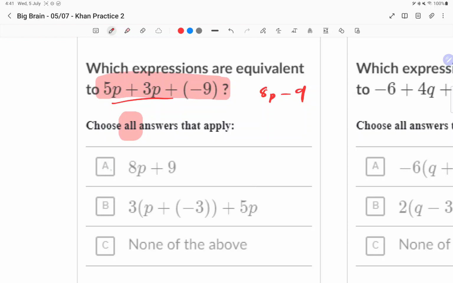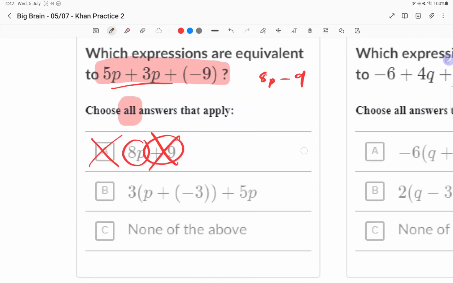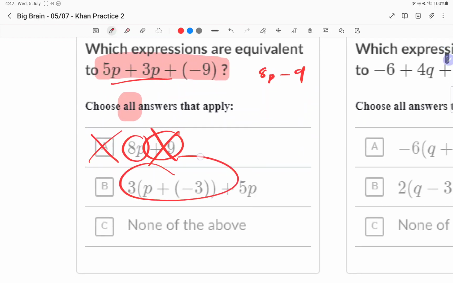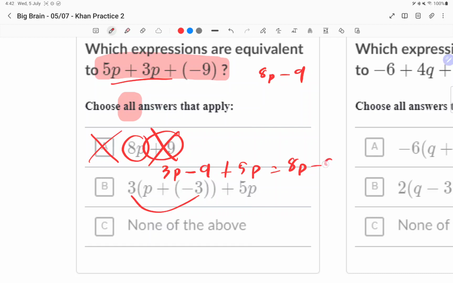All right, so let's see. Now the first one, 8p is correct, minus 9, no, that's wrong. It should be minus 9, so A is out of the question. Okay, and then B, when you expand that bracket, you have to actually just work it through. So that'll be 3p and then negative 9, right? 3 times negative 3 is negative 9, plus 5p. So that would be 8p minus 9. Is that a correct answer? Yes, it is the correct answer. So B is the correct answer. You would choose B, which means C is wrong.